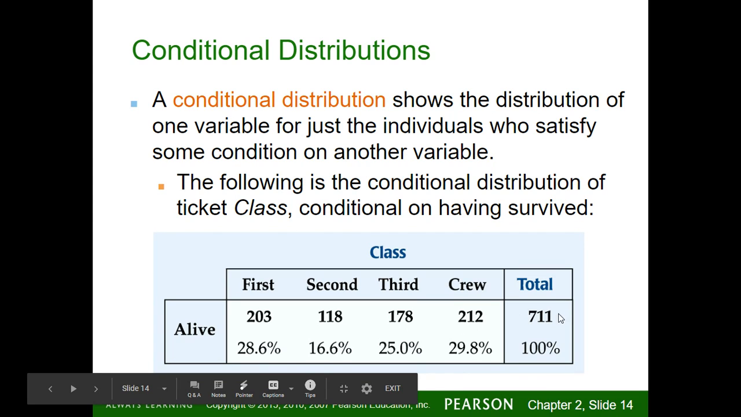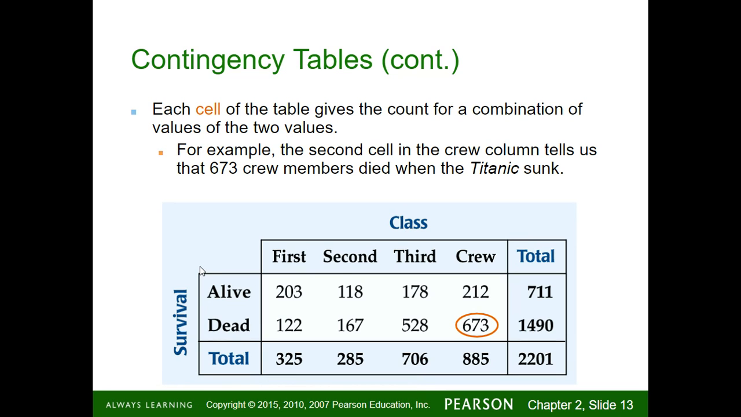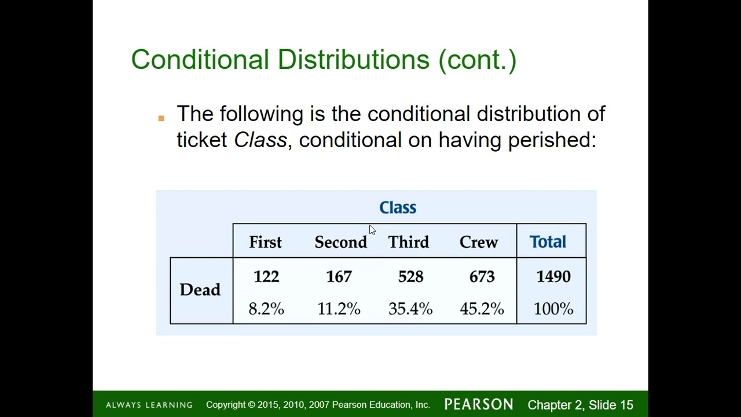So out of all the living, so all the people that made it to shore, 29.8% of them were crew members. Okay. You can do that with whatever out of this. You can do it out of the ones that died, or you could look at out of first class, what percent lived, or whatever. It's conditional distributions, conditional on something happening. The same thing, just this conditional distribution on having perished or not lived.